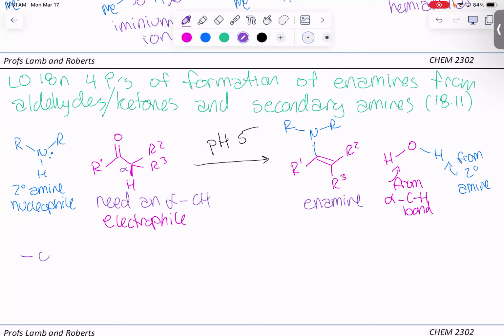And again, the optimal acidity is going to be pH 5, so slightly acidic.